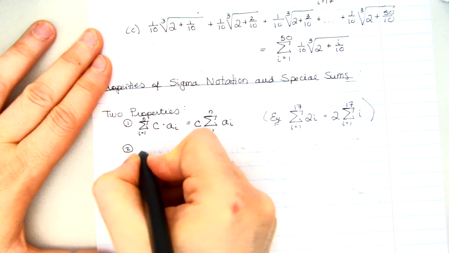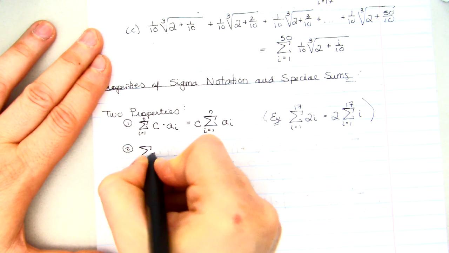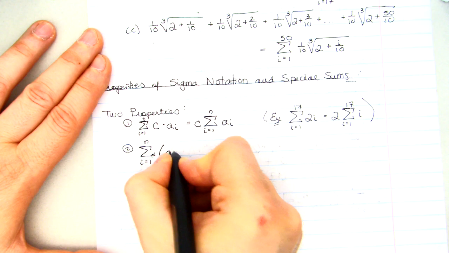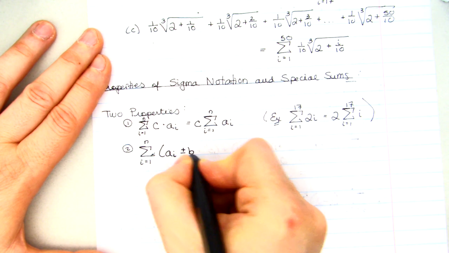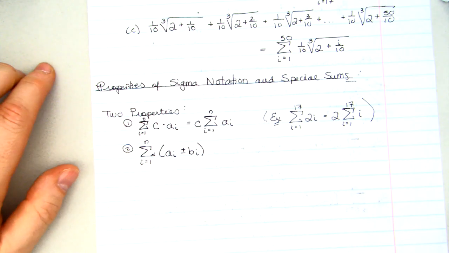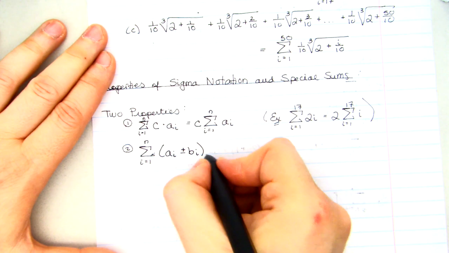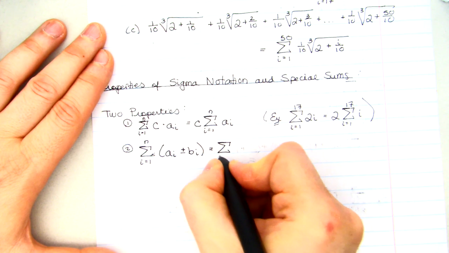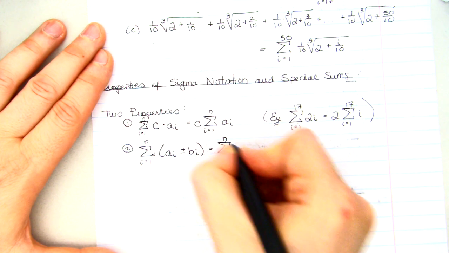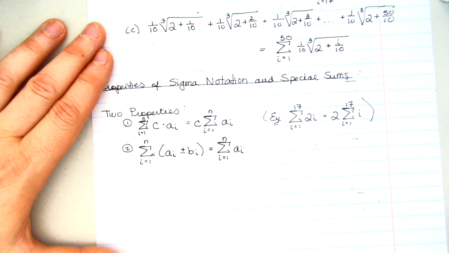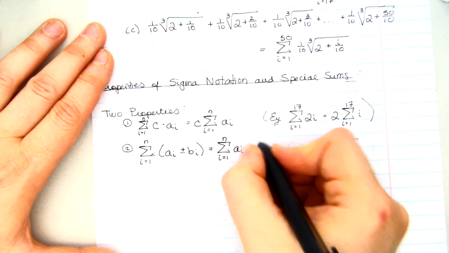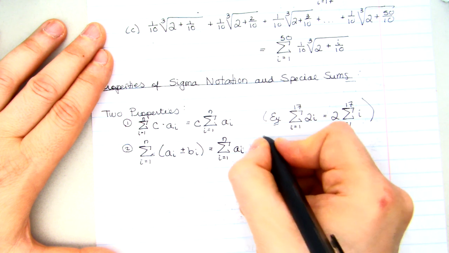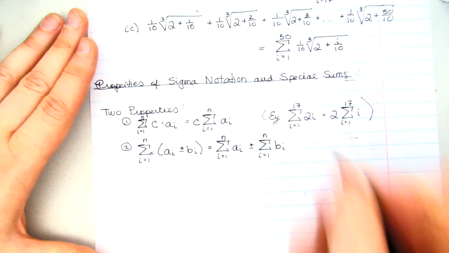Second property is our sum and difference property. If I have two different sequence formulas inside my sigma, I can split this into the sum, or difference, of two different sigmas. I can add up the a sub I terms, plus or minus, I can add up the b sub I terms.